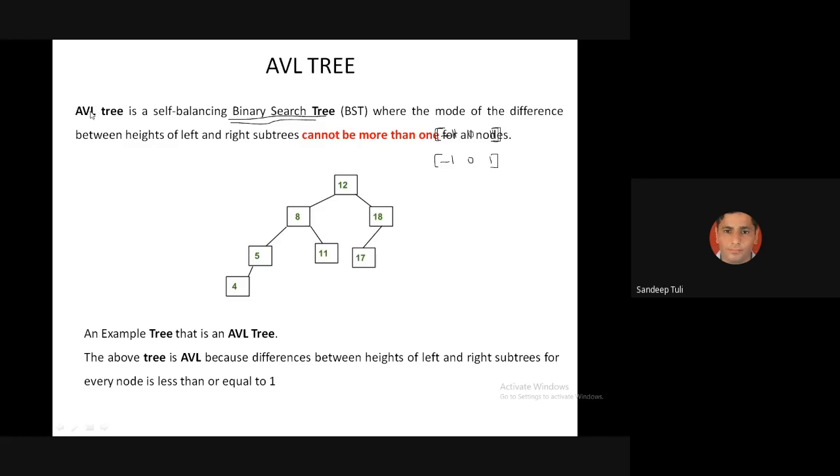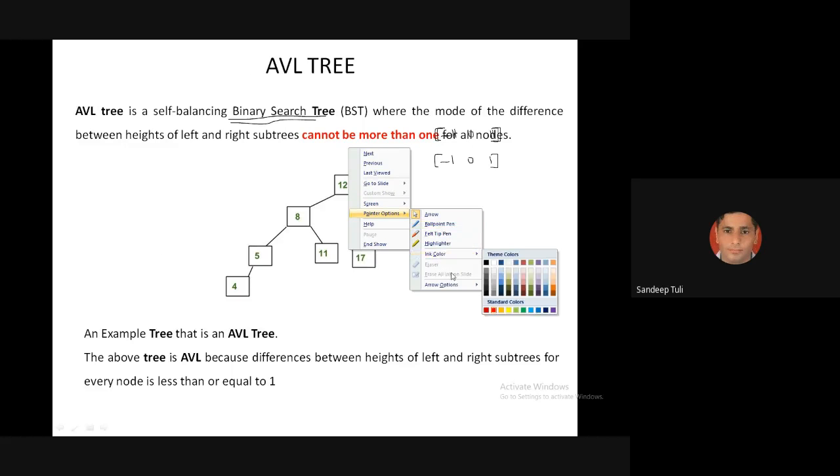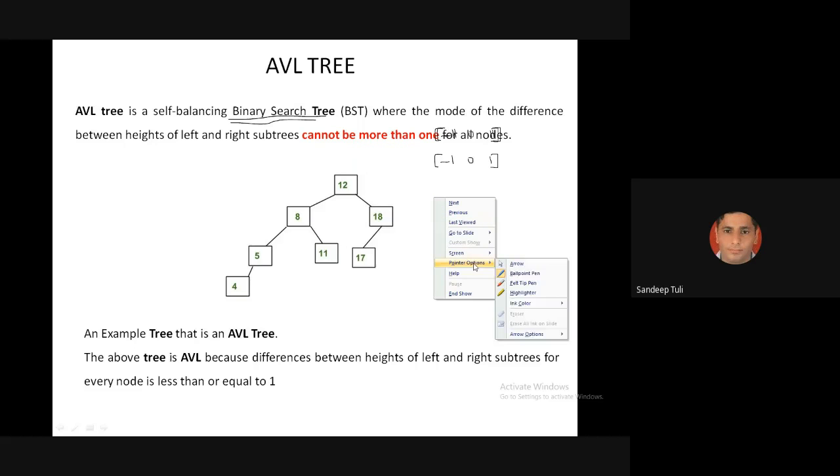So an AVL tree is a self-balancing binary search tree. We need to follow the properties of a binary search tree also, where the mod of the difference between the heights of left and right subtrees cannot be more than 1. It means it should be in the range -1, 0 and 1 for all nodes. You also need to keep in mind that it should be for all nodes. Is it okay?